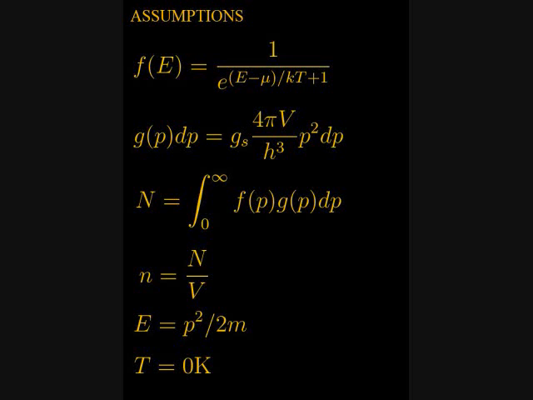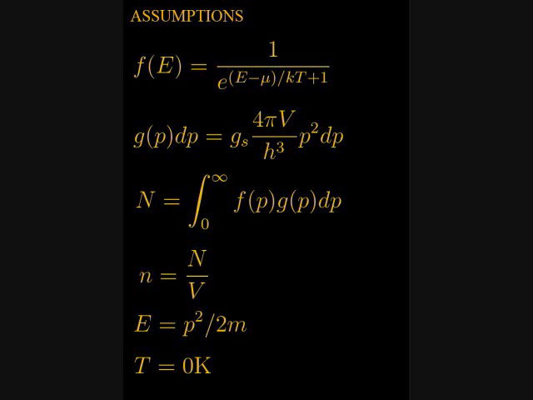We also need the density of states, g of p dp. That's the number of states with momentum between p and p plus dp. And that's just g sub s, which is the number of spin states, times 4 pi volume over Planck constant cubed, times the momentum squared times dp.